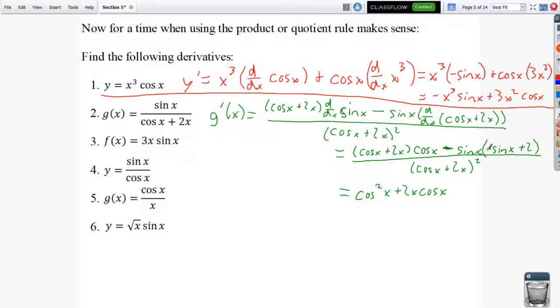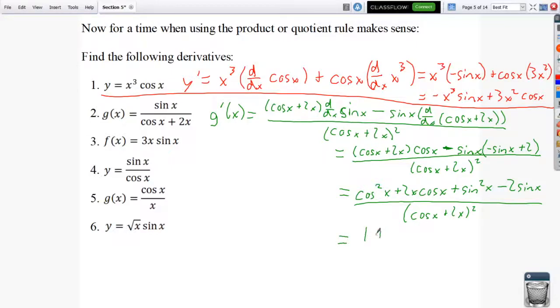Distribute this negative sine of x in, so I got negative sine times negative sine gives me plus sine squared x minus 2 sine of x all over cosine x plus 2x squared. The only reason why I did this is because I see a cosine squared and a sine squared in here, and I happen to remember that those two added together gives me 1.